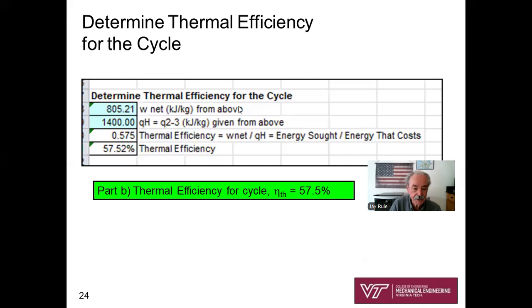Thermal efficiency. Well, we just got W net. QH was given. Thermal efficiency is 57.5%. It's the energy sought over the energy that costs.